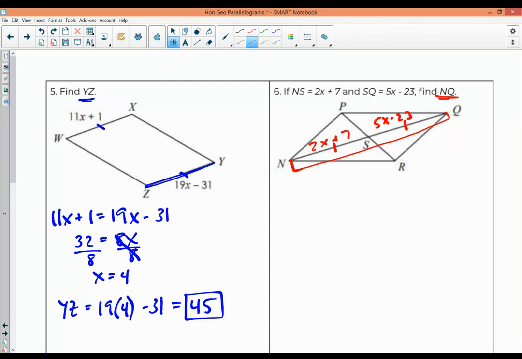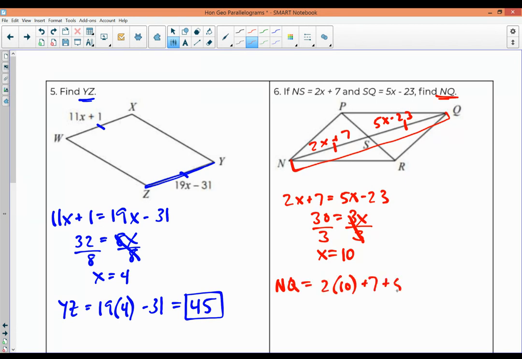So since diagonals bisect each other, I know that these are congruent. And to solve an equation, I just set them equal to each other. And to solve, so my value for x, then NQ is going to be 2 times 10 plus 7 plus 5 times 10 minus 23, which is 27 plus 27, gives us 54 units long.